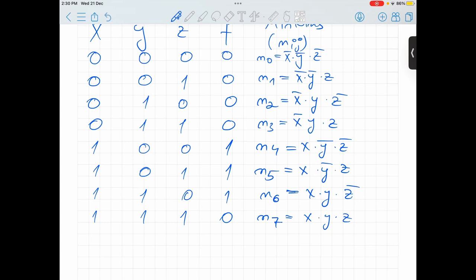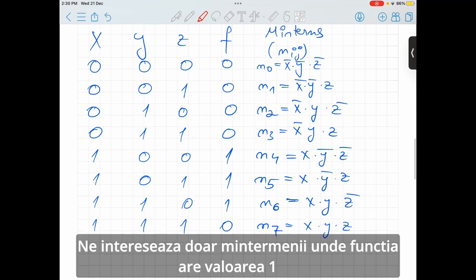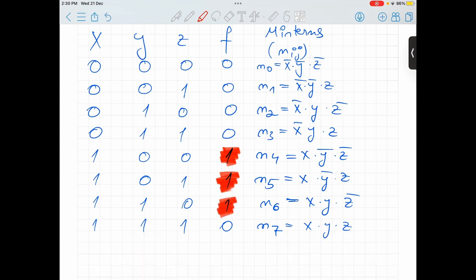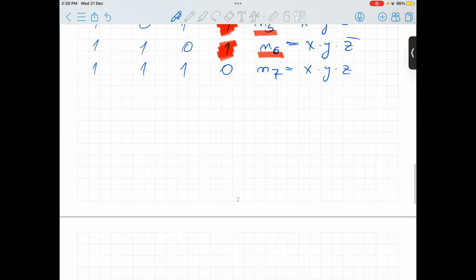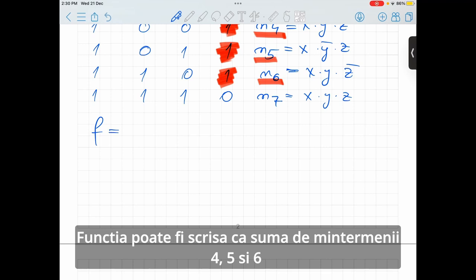Again, as in the previous exercise, we look just at the mean terms where the function is equal with 1. So here, here, and here. So we will be looking at m4, m5, and m6. And our function will be the addition of these three terms here, m4 plus m5 plus m6.